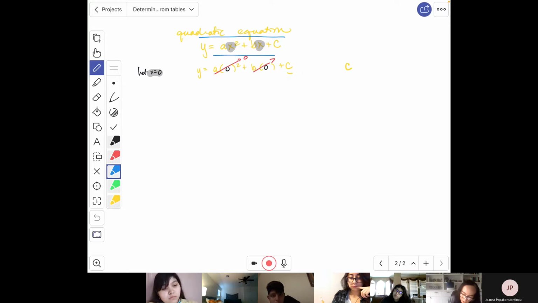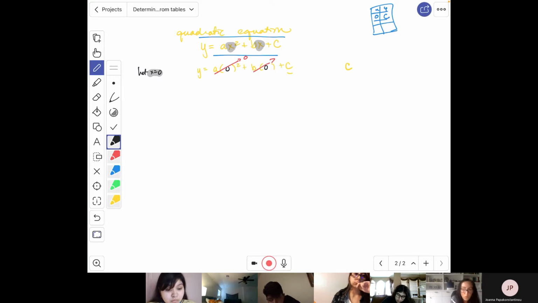Now that makes sense because in our table of values, when x is 0, c is my constant. C is the y value of the y-intercept. So that y value of the y-intercept is going to be substituted in for that constant c. Does everybody see what I did there?